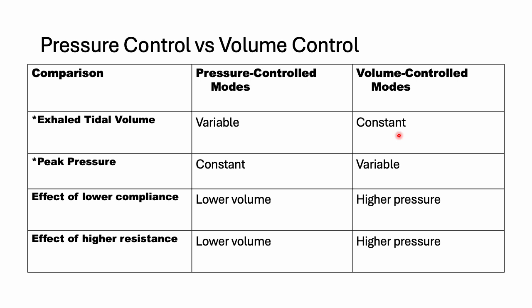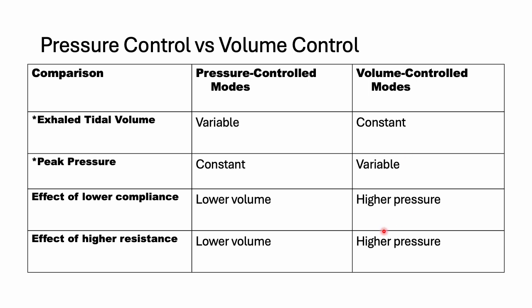If the machine is set to deliver 500 milliliters of tidal volume, then you will expect that exhaled tidal volume to be very, very close to, if not the same as, what is set, which is 500 milliliters, as an example. Okay. But the pressure will be different. Why is this different? Because volume is set, you don't set the pressure. So whatever peak pressure is measured is the corresponding pressure that comes from the set volume.